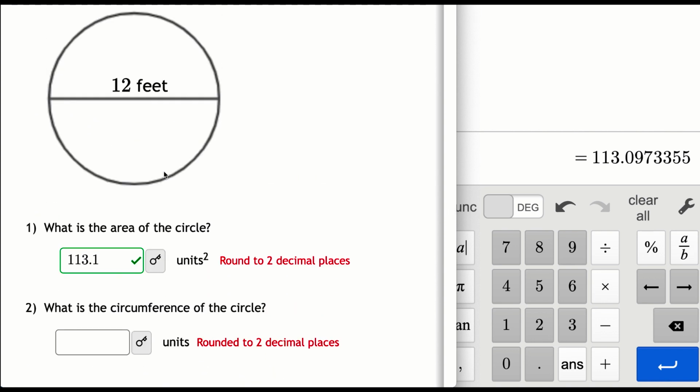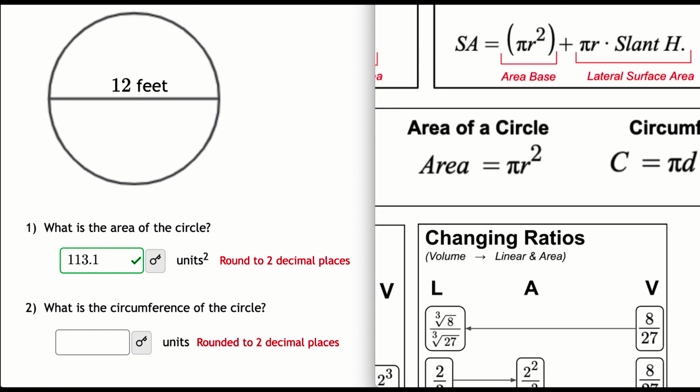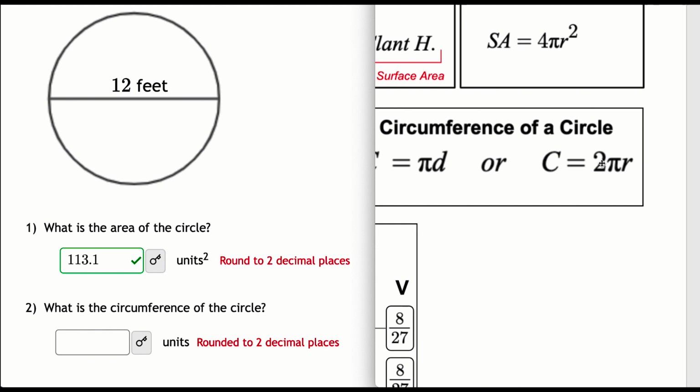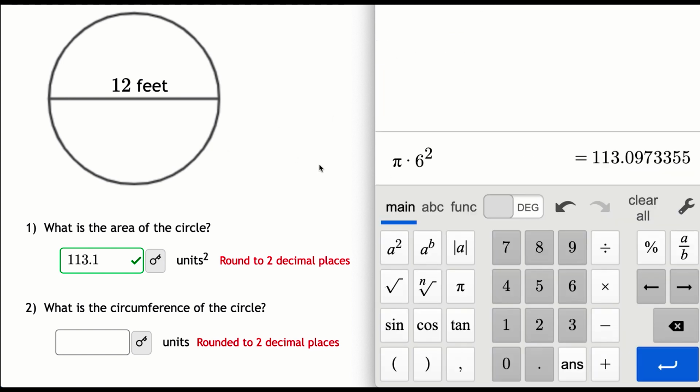Now it also asks for the circumference. That's your distance around the circle. The distance around the circle is going to be found using this formula right here. You have 2 options. You can use pi times diameter, or you can use 2 pi r. Now if you want to do pi times diameter, that's really easy to do with the calculator. Let's just do that right now.